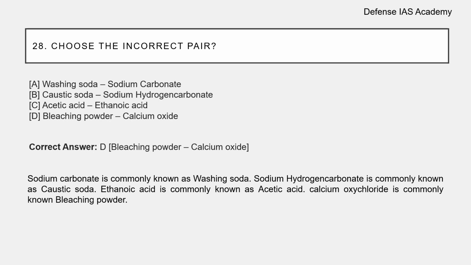Sodium carbonate is commonly known as washing soda. Sodium hydrogen carbonate is commonly known as caustic soda. Ethanoic acid is commonly known as acetic acid. Calcium oxychloride is commonly known as bleaching powder.